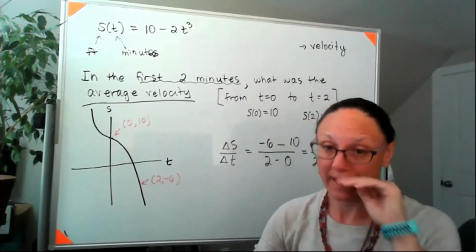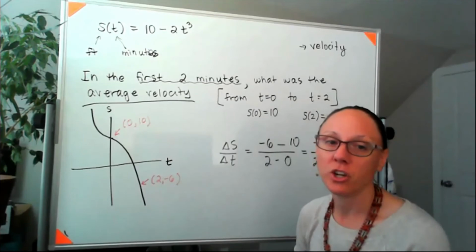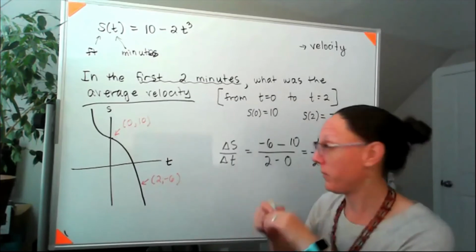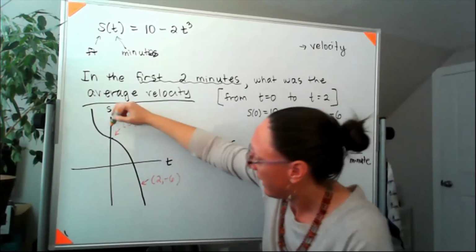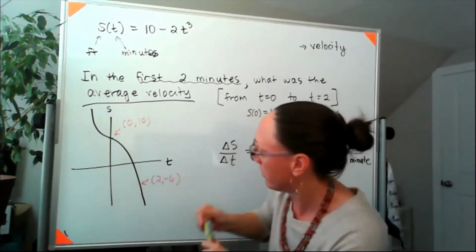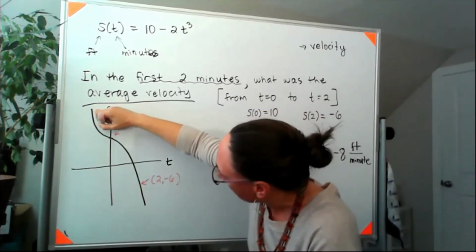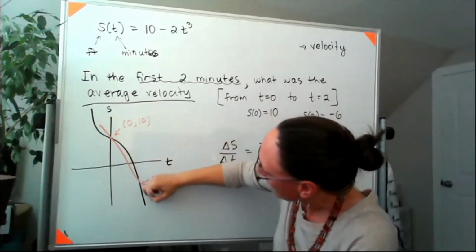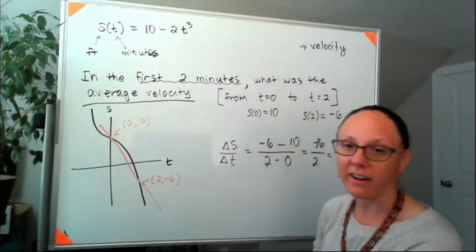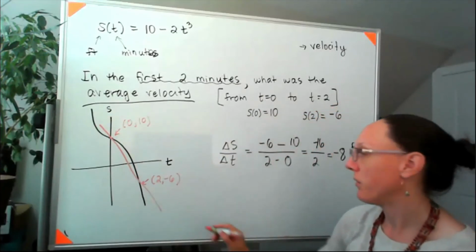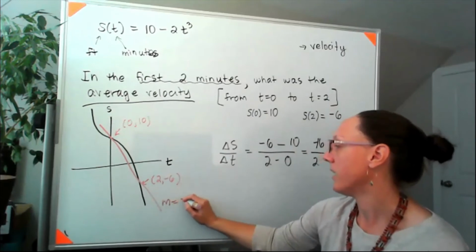So when we find that average rate of change, we're connecting the dots and finding the slope of the line that runs right there. Okay, I got a little bit wiggly, but the slope of that line would be -8.